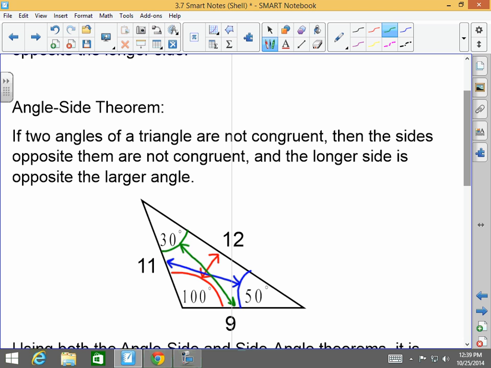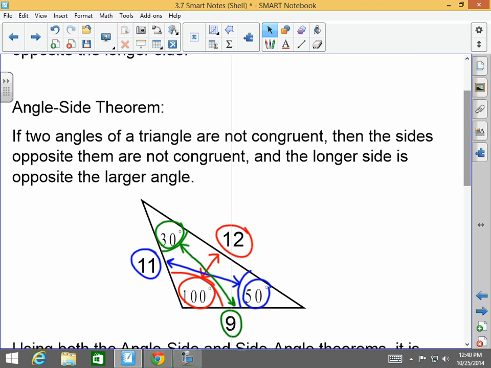So as you can see, angle 100 is the largest angle, and that is opposite the longest side of 12. Okay? 100 goes to 12. The second largest angle, which is 50, is opposite the second longest side, which is 11. And the smallest angle, which is 30, is opposite the smallest side, which is 9. Very good stuff here. Very powerful. That's all we have to learn today, so let's get to the examples.